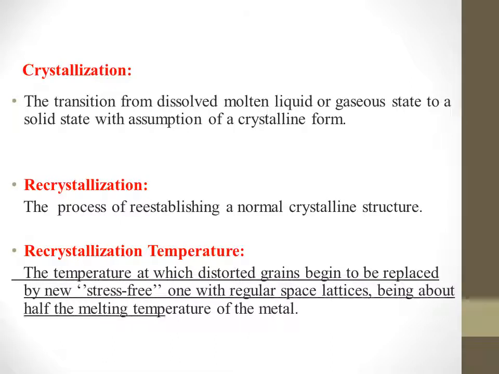Now moving on to other terminologies, crystallization, which is the transition from a dissolved, molten liquid or gaseous state to the solid state with the assumption of a crystalline form. Recrystallization is when a normal crystalline structure is re-established, and the recrystallization temperature is that temperature at which the distorted grains are replaced by a new stress-free organization with regular space lattices, being about half the melting temperature of the metal.